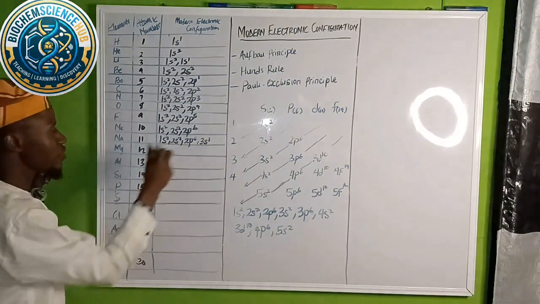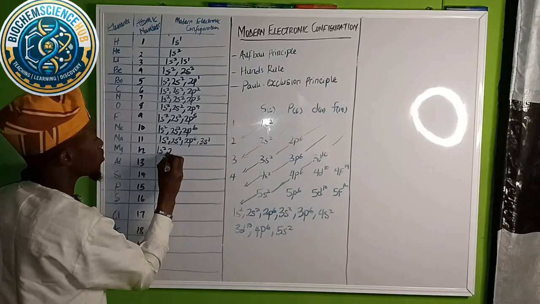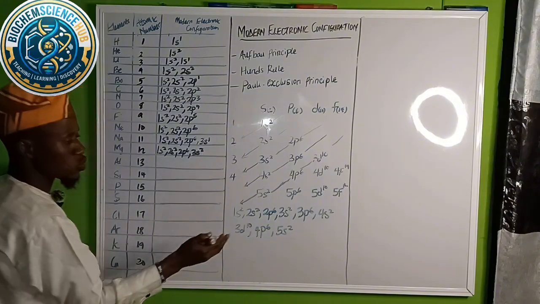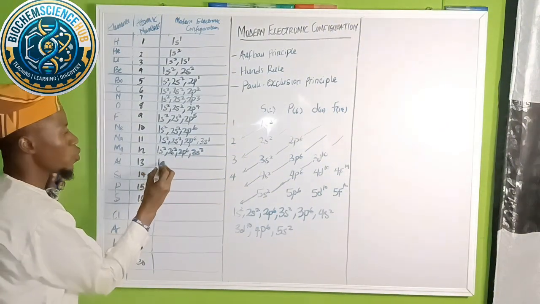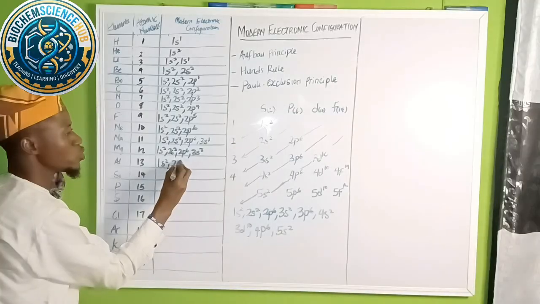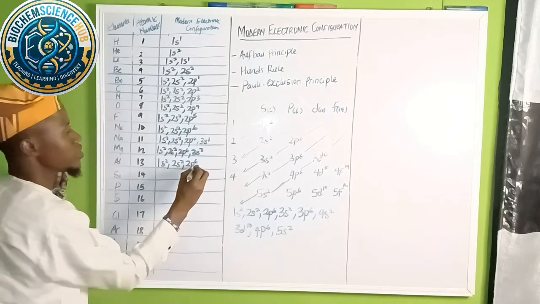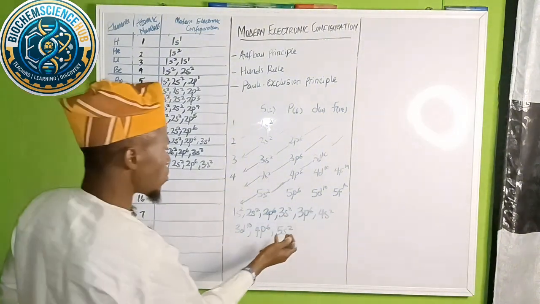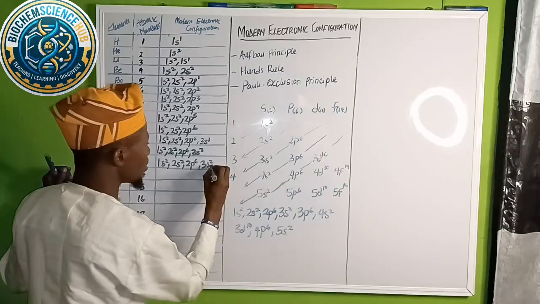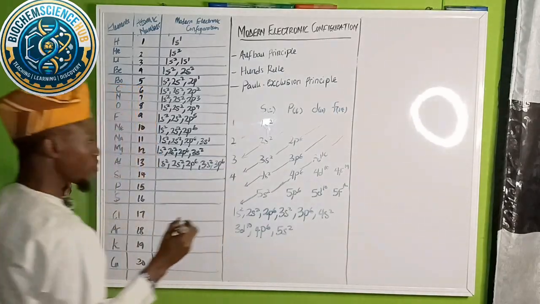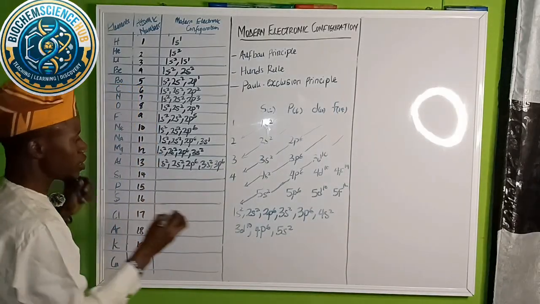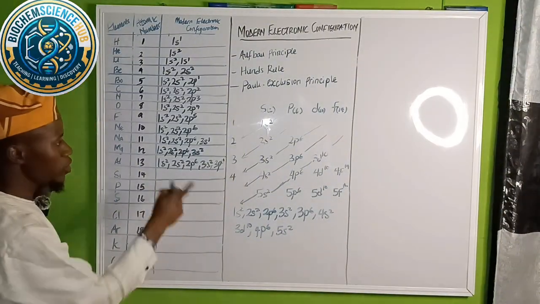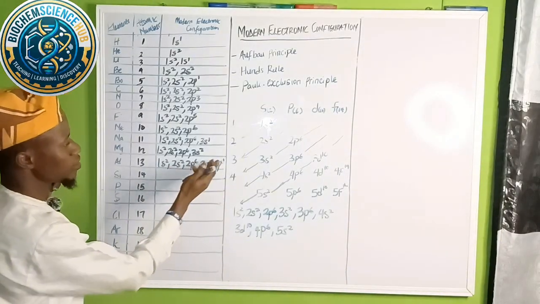1s2, 2s2, 2p6, 3s1. That's 11. 1s2, 2s2, 2p6, 3s2. That's magnesium 12. 1s2, 2s2, 2p6, 3s2. After 3s2, don't forget you are moving to what? 3p6. I have to limit my handwriting so as to fit in. So 3p1. That's aluminium 13. 2 plus 2 plus 6, 10, 13.